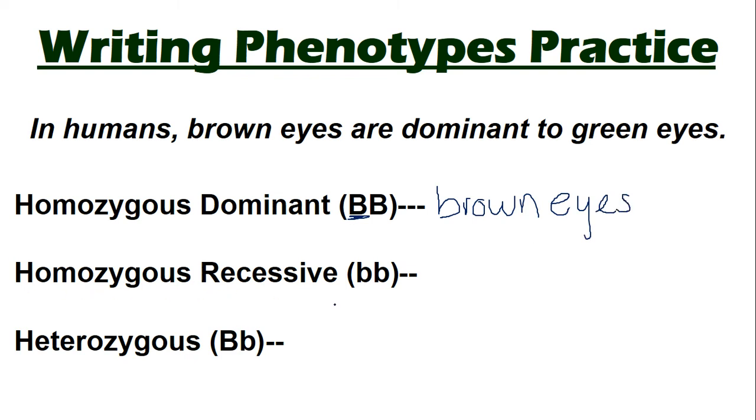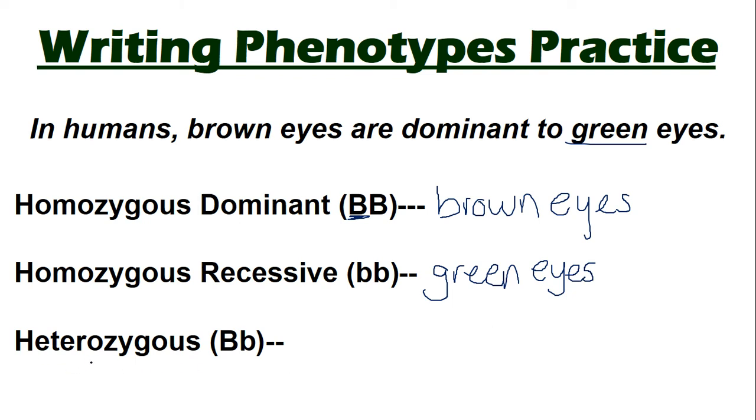Homozygous recessive, remember we wrote that as little b, little b. If you look, there's no big letter in here. Since there's no big letter, we're going to have to give it the recessive trait. And the recessive trait in here is green. So this phenotype would be green eyes based off its genotype.